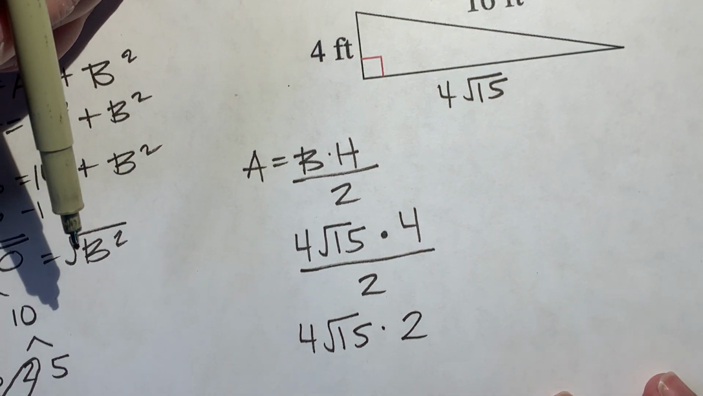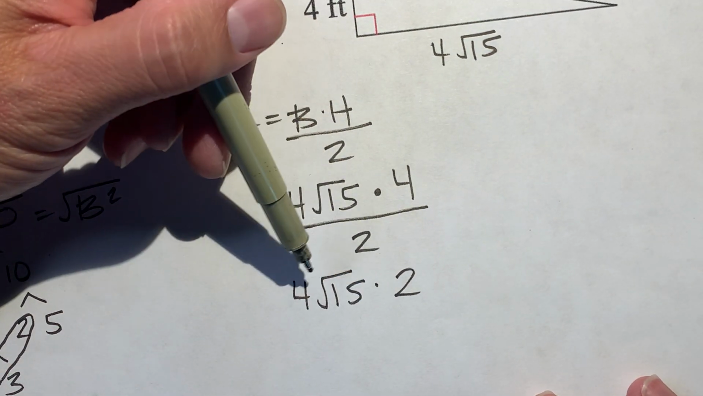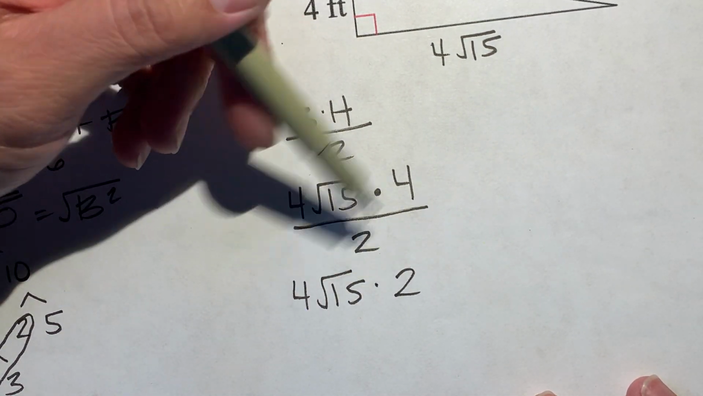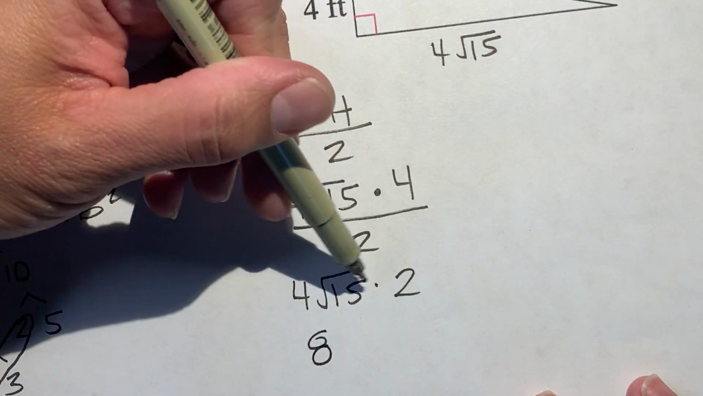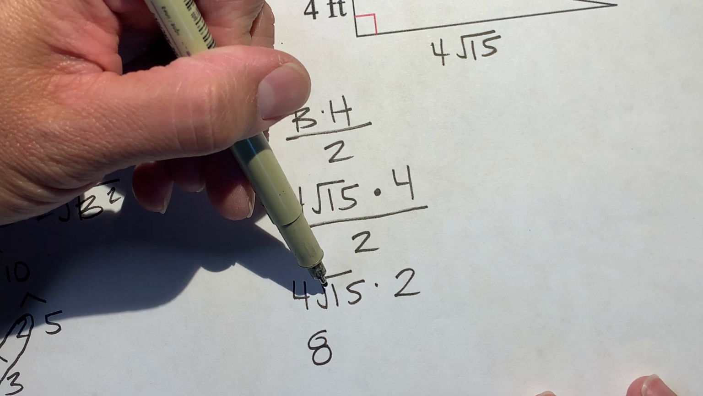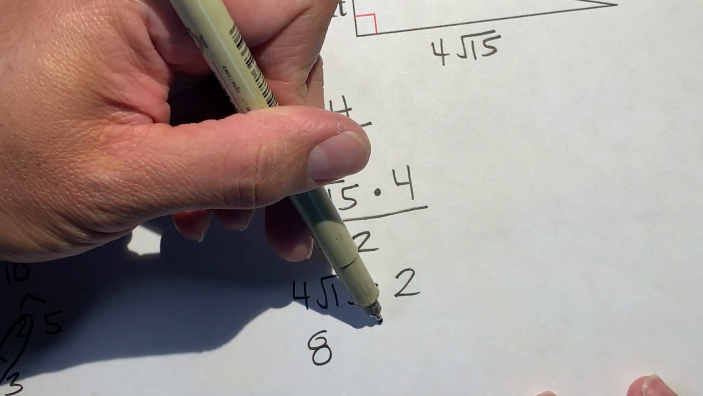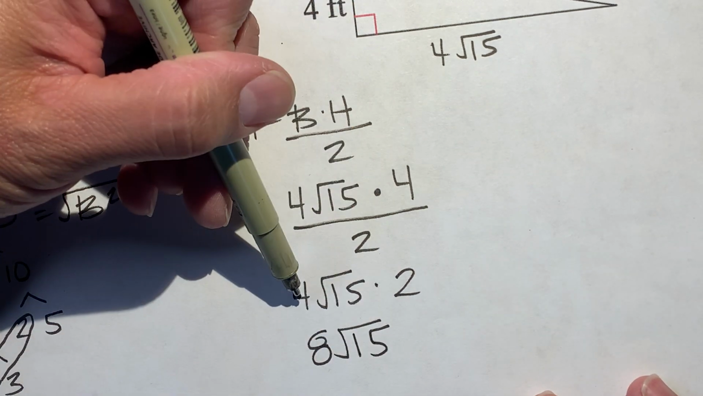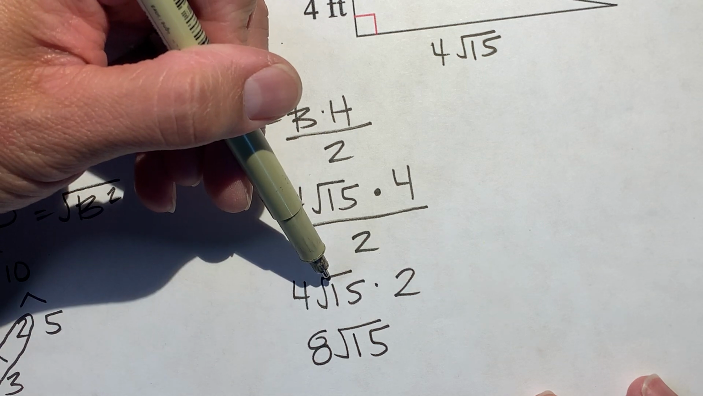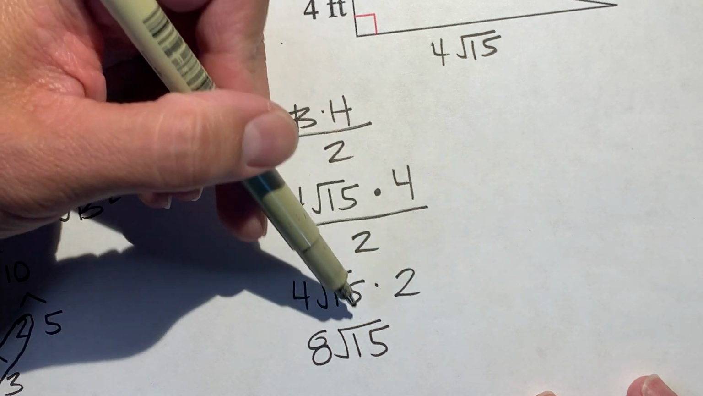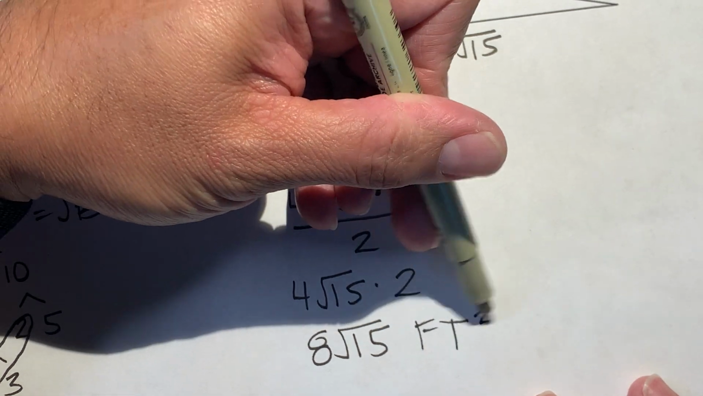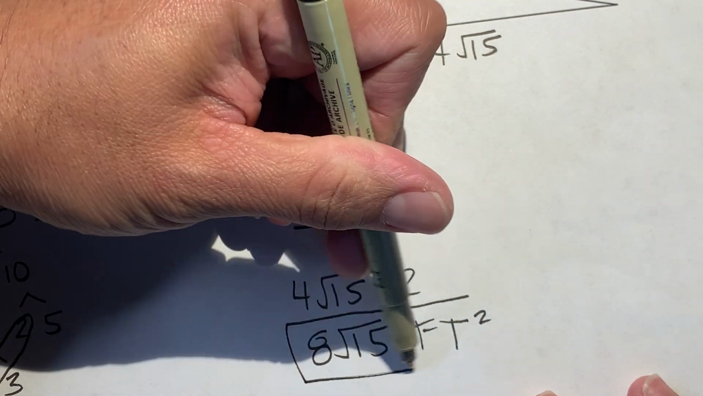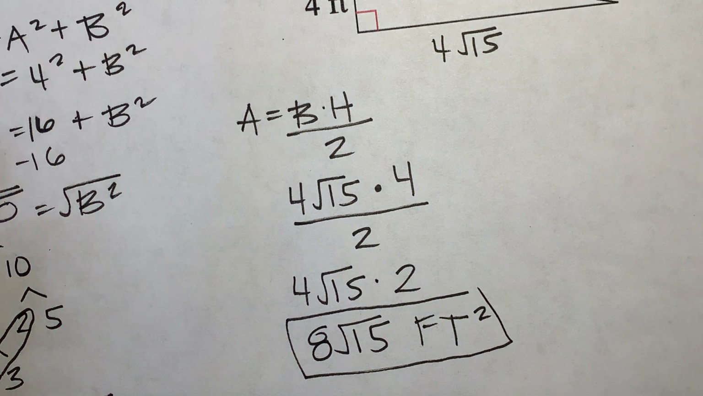Then I'm just going to multiply the numbers on the outside, these coefficients. So 4 and 2, 4 times 2 is 8. There's no radical to multiply this radical 15 with, so it's just radical 15. Square root of 15 doesn't multiply with another square root, so it's just square root of 15 feet squared. So there is our answer right there.